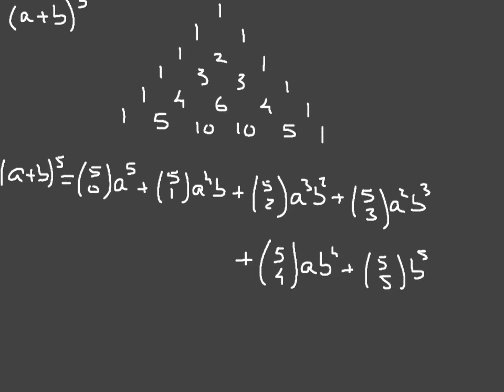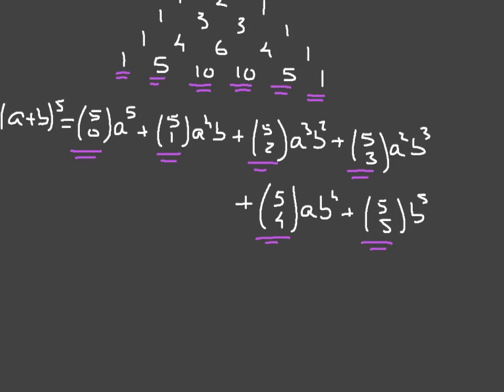And here, once again, Pascal's triangle is going to be a really great tool to find all these binomial coefficients. 5, 0 is equal to 1. 5, 1 is equal to 5. 5, 2 is equal to 10. 5, 3 is equal to 10. 5, 4 is equal to 5. And 5, 5 is equal to 1. So we can go ahead and write the answer.